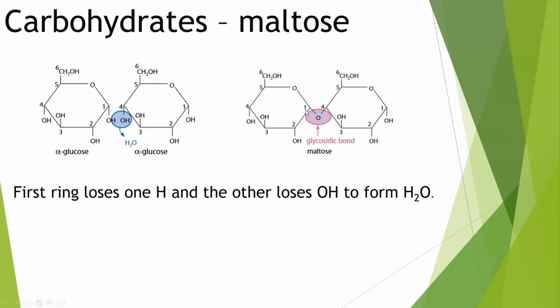And this is said to be a 1,4 glycosidic bond, and 1,4 basically refers to the position of the carbon which forms the glycosidic bond. So if you take note of the first glucose, it's the first carbon, and then for the second glucose, it's the fourth carbon.